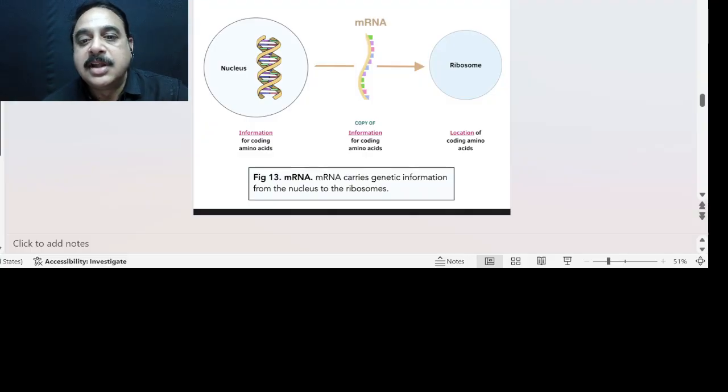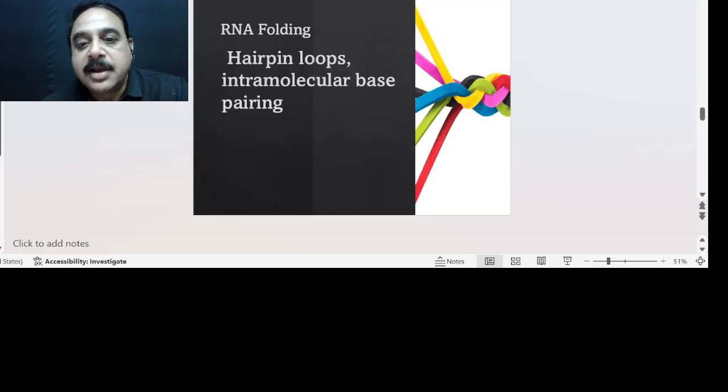Now, what does messenger RNA do? This is a pictorial representation of what mRNA does. Within the nucleus, whatever information is there is transferred by messenger RNA to the ribosome. So what the picture says is that the information for coding amino acids is copied by messenger RNA and transferred to the ribosome, at the location where the coding of amino acids takes place. This is a basic idea about it.